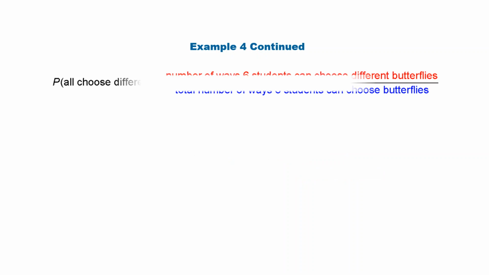All right, so now we're going to put everything we know together to answer this problem. First of all, we need to know the total number of possible ways that 6 students can choose different butterflies. So this is actually a permutation because order does matter.